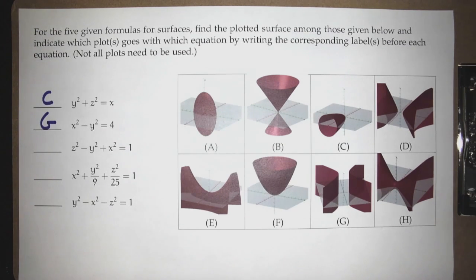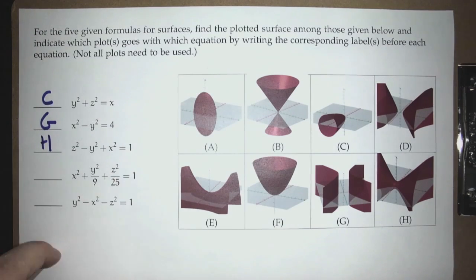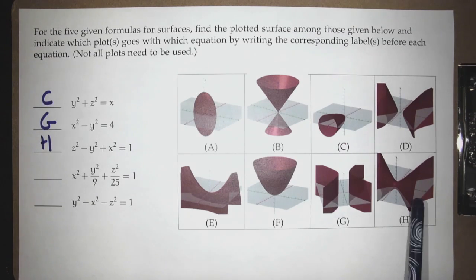All right, z squared minus y squared plus x squared equals 1. What's that? H, that is correct. What kind of surface are we dealing with? It's a hyperboloid of one sheet, and there's only one hyperboloid of one sheet drawn. So that's H. And you can see the central axis is in the y direction.